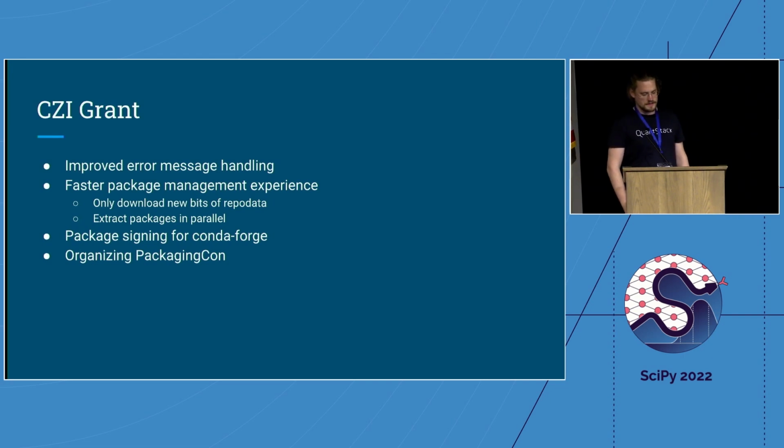Other things that were enabled by the CZI grant that we're quite excited about are improved solver error messaging for Mamba, and when the support for libmamba lands in Conda, it will also immediately benefit from it. And then also a faster package management experience by only downloading new bits of repodata, which is something that we worked on, and extracting packages in parallel. And then one other thing is that we are investigating how to do package signing for conda-forge, and need to make some more steps there, but that's ongoing work.